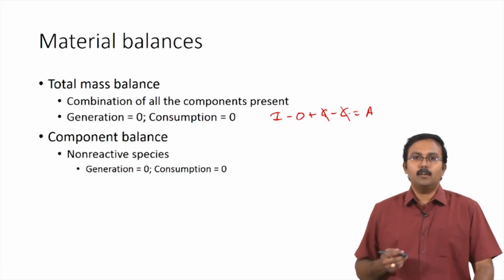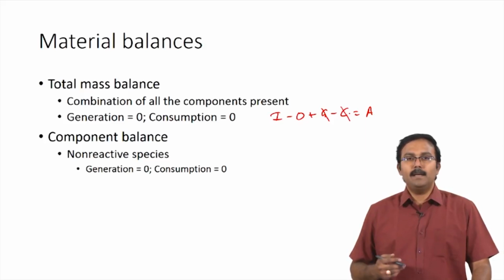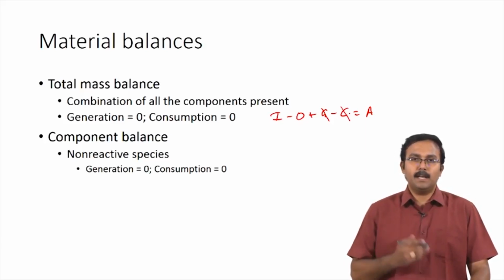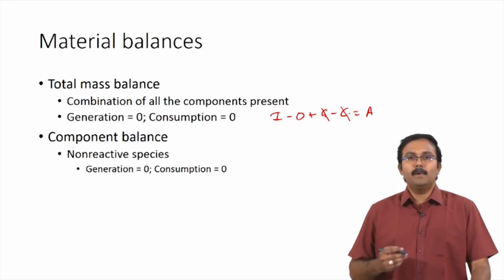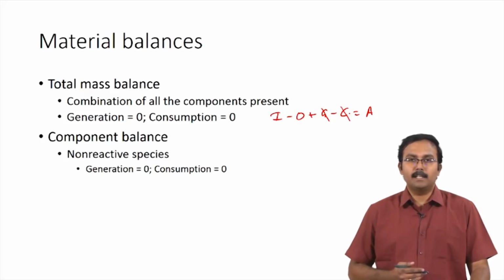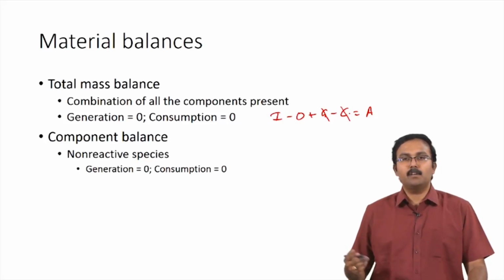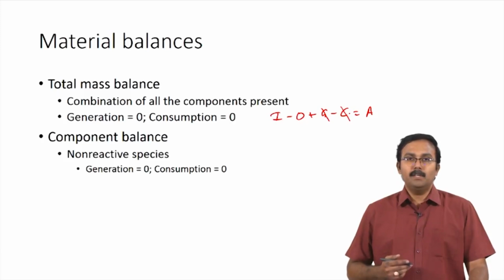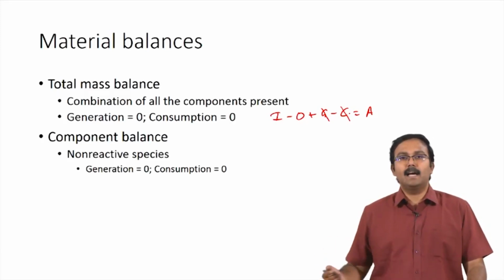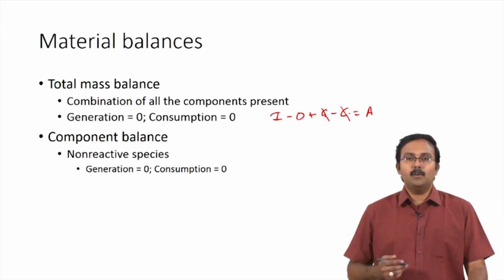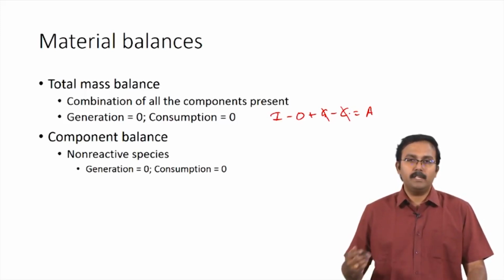You can also write component balances. These are basically for individual components which are entering and leaving the system. You might have multiple components which are entering and leaving the system, and we can write separate balances for each of these components. Some of these components can be non-reactive. When they are non-reactive, you do not have any generation or consumption of that component. However, if the reaction is taking place and the components are taking part in the reaction, then we will have to account for the generation and consumption terms of these components.